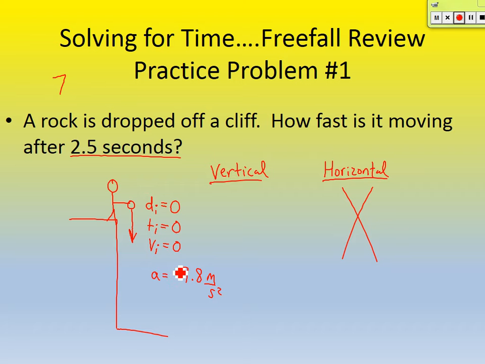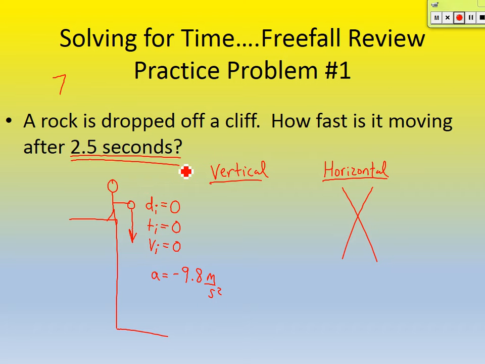Again, why is it negative? And the answer to that question is it's going down. And down in physics, we put a negative sign. So that negative sign is going to be important to us. Okay, now let's list some of the variables that we know. There's one more variable that we know.